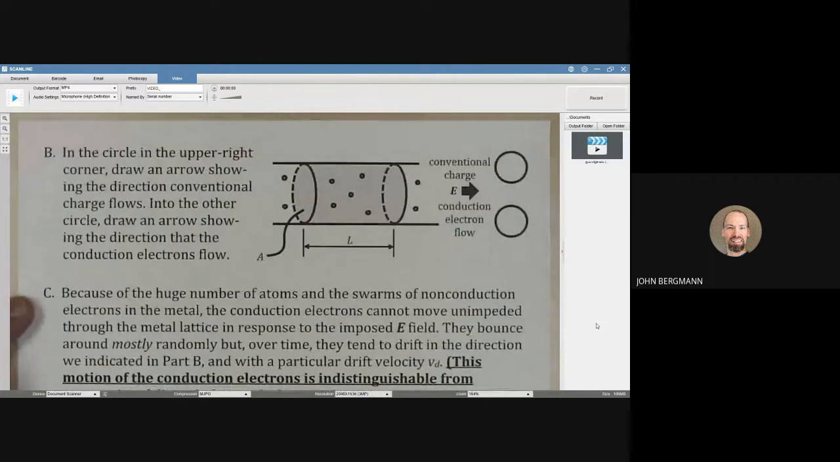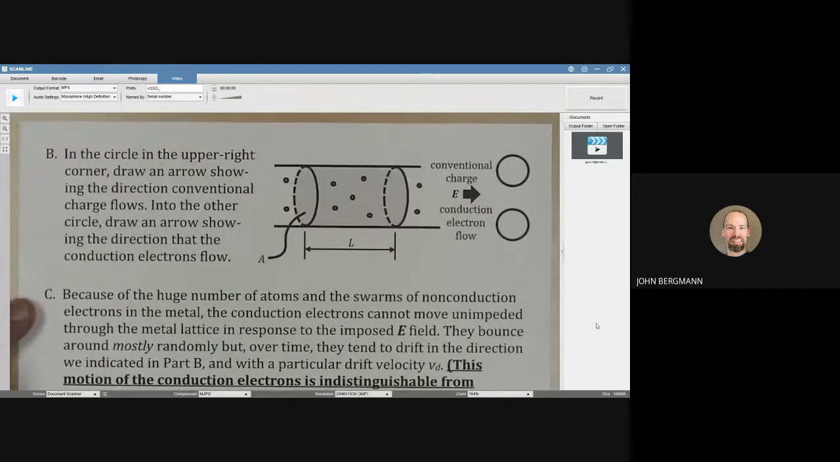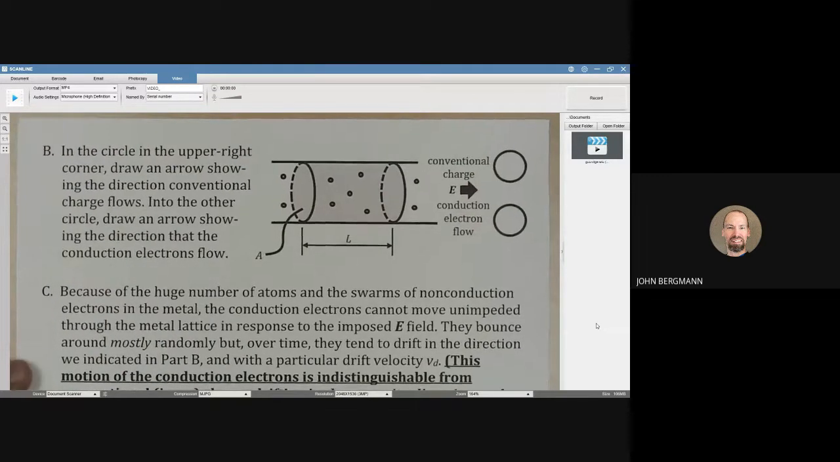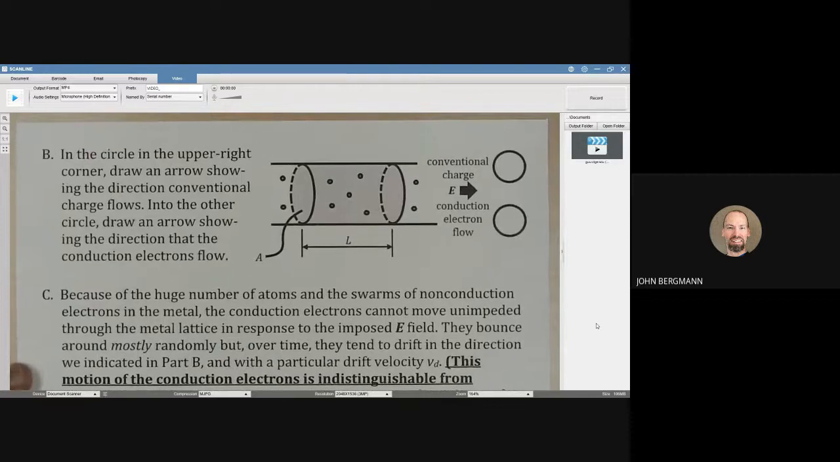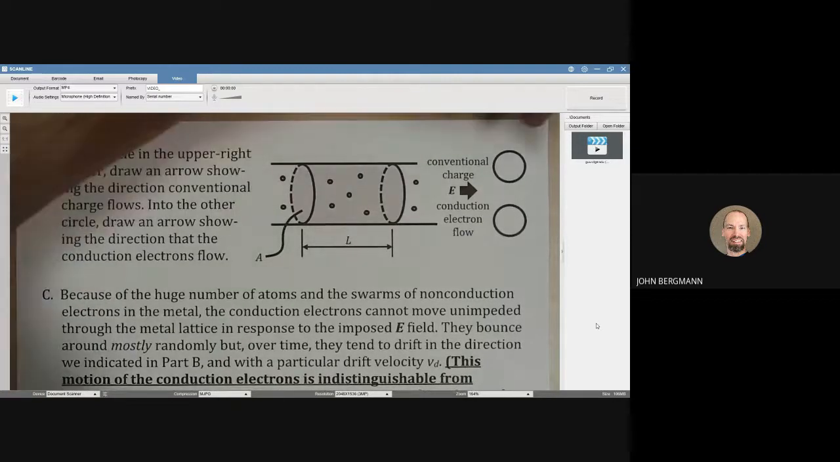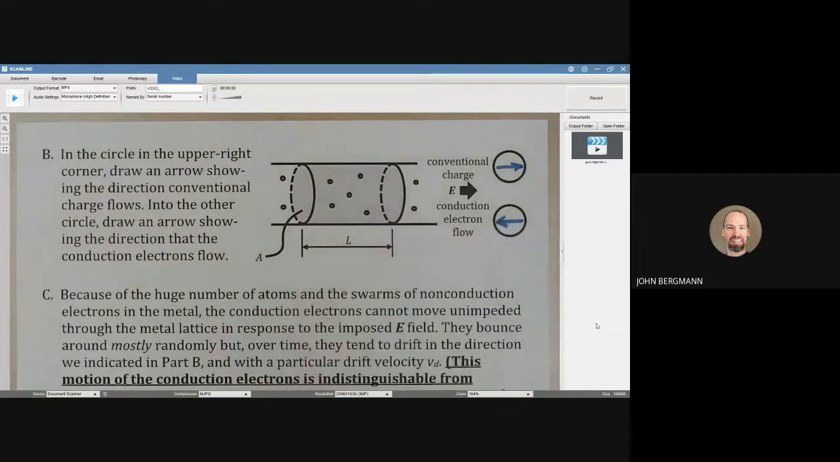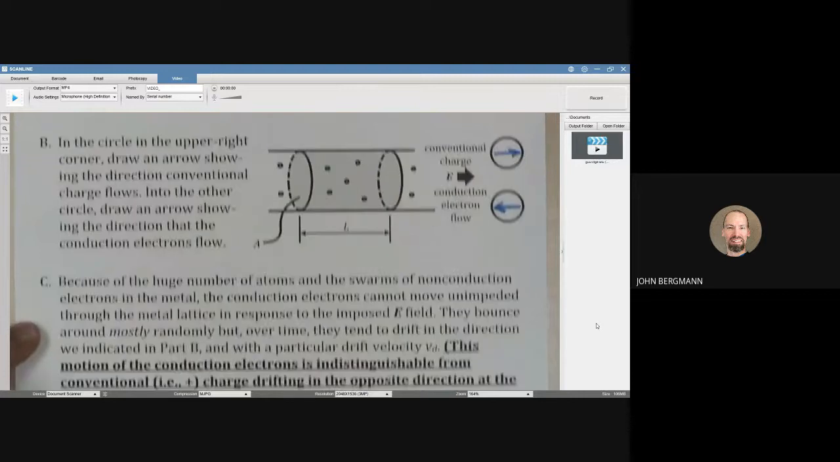In the circle in the upper right corner, draw an arrow showing the direction conventional charge flows. In the other one, draw an arrow showing the direction that conduction electrons flow. Conventional charge is going to flow in the direction of the electric field. Conduction electrons will flow opposite the electric field.